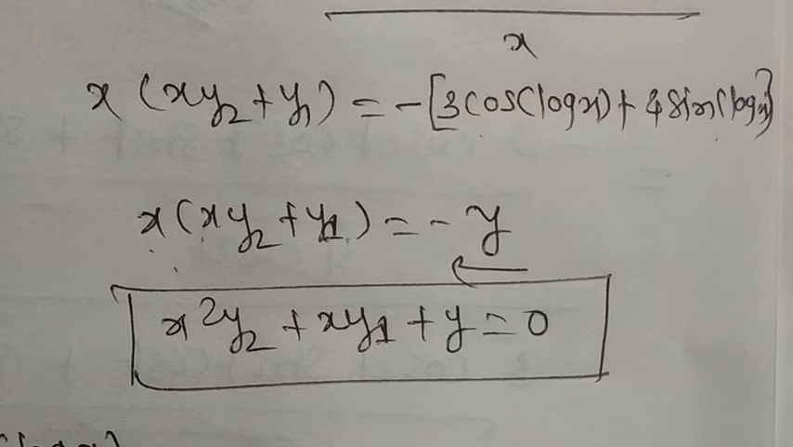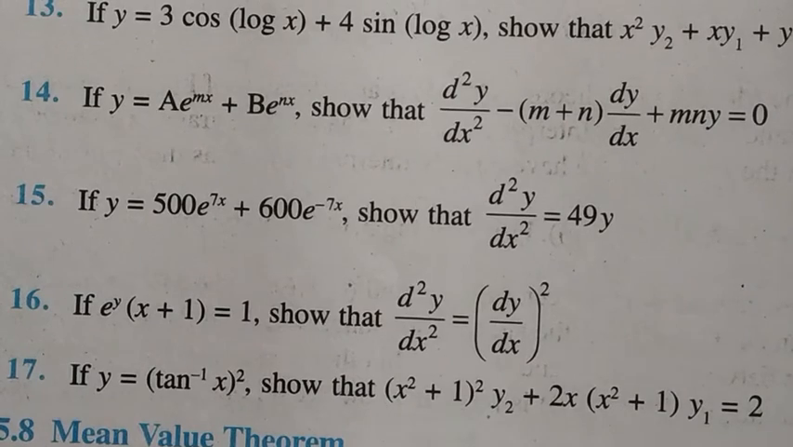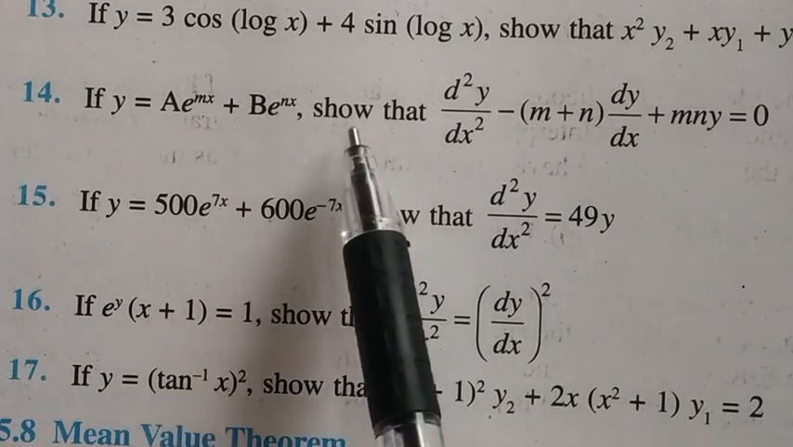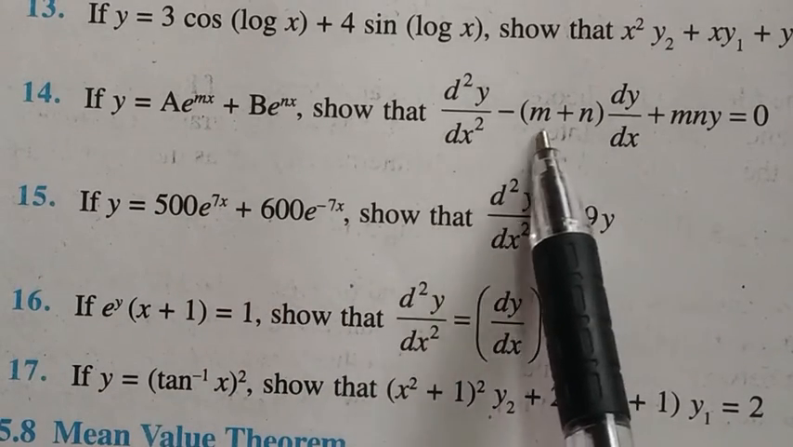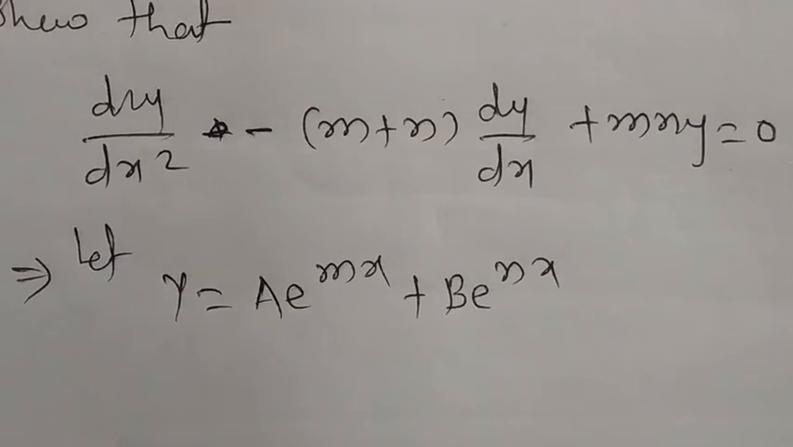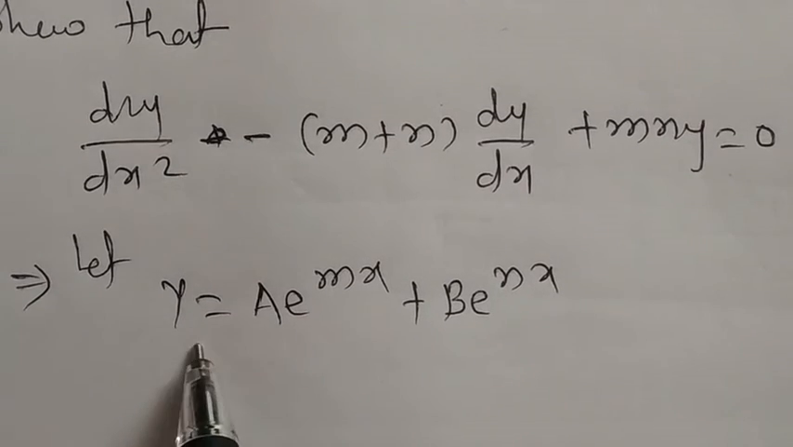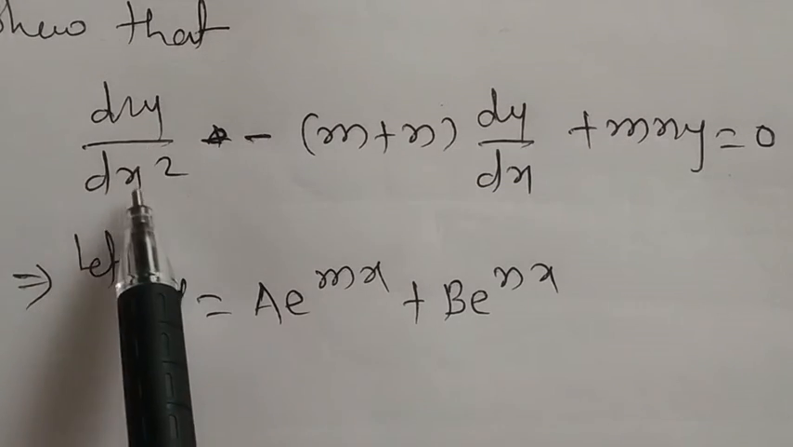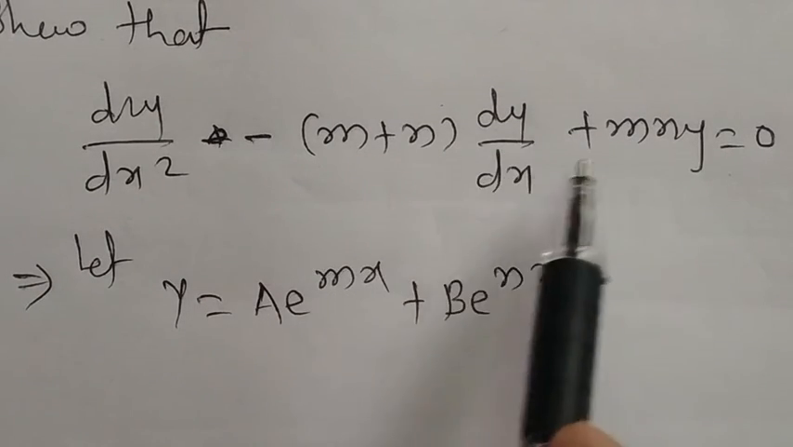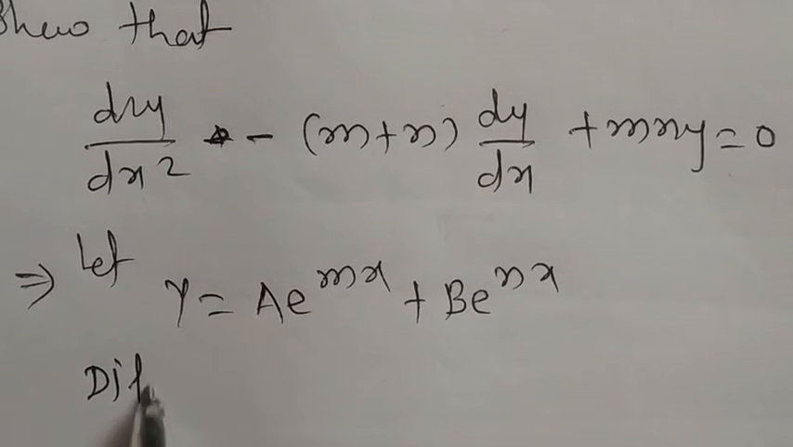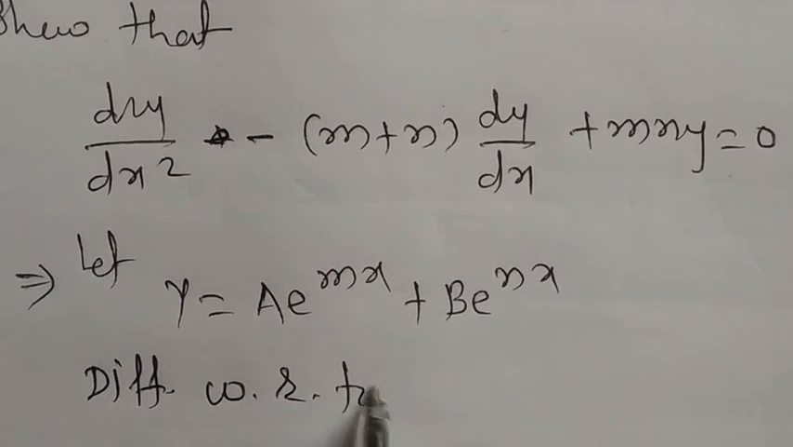Now in the same way, many times asked, example number 14, we can solve now here. Example 14: if y equals a e to the power mx plus b e to the power nx, show that d2y by dx square minus m plus n dy by dx plus mny equals 0. Let me do this example 14. Now let y equal a e to the power mx plus b e to the power nx. We want to show d2y by dx square minus m plus n of dy by dx plus mny equals 0.